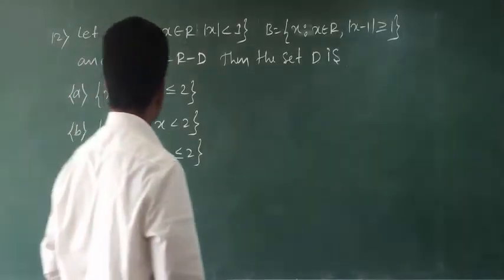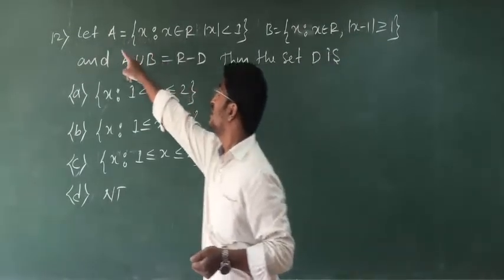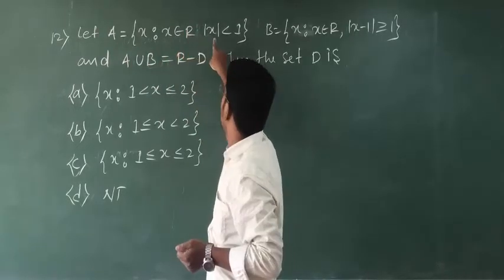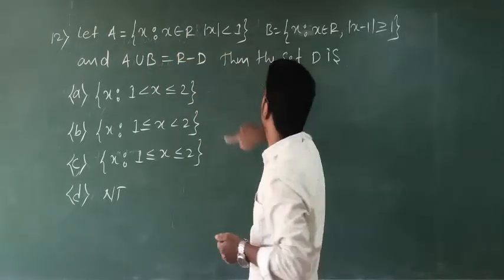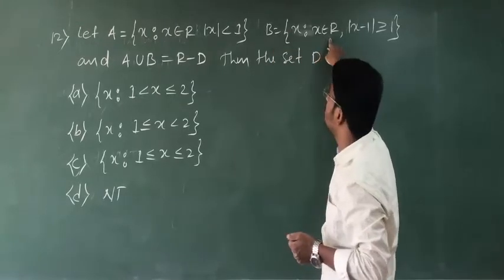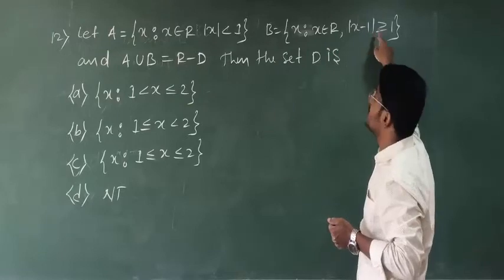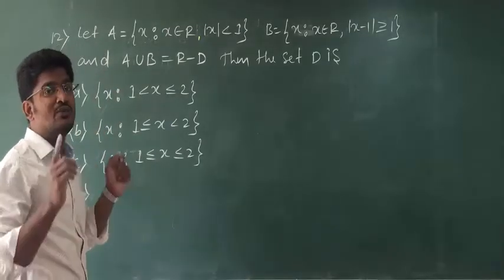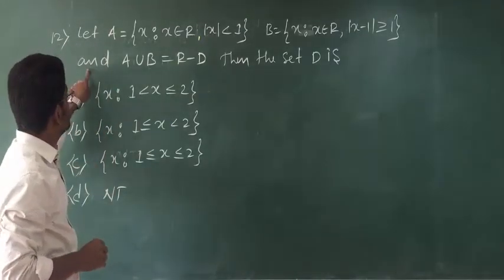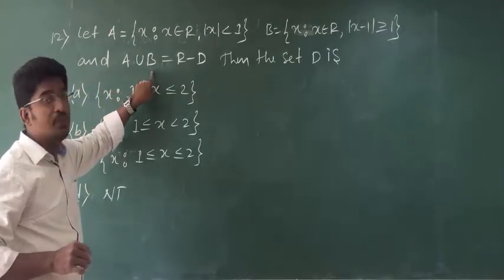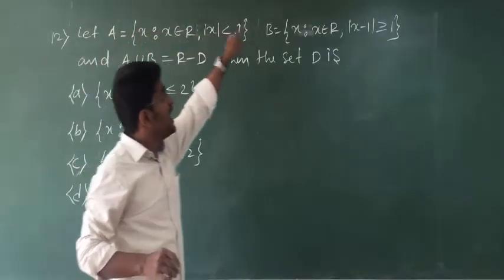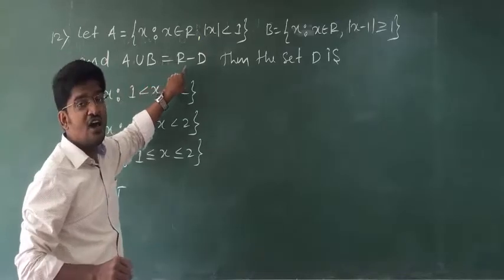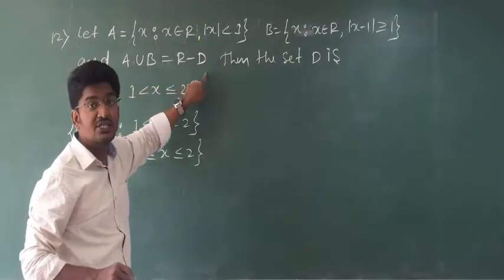Okay students, now let us go for the 12th question. That is, let A equal to x such that x belongs to real numbers, mod of x is lesser than 1. No problem. B set is x such that x belongs to real numbers, mod of x minus 1 is greater than or equal to 1. That means here you must know how to solve the mod function. First thing. Next, what they are asking is A union B, elements in A and elements in B. Okay. So A union B equal to R minus D.